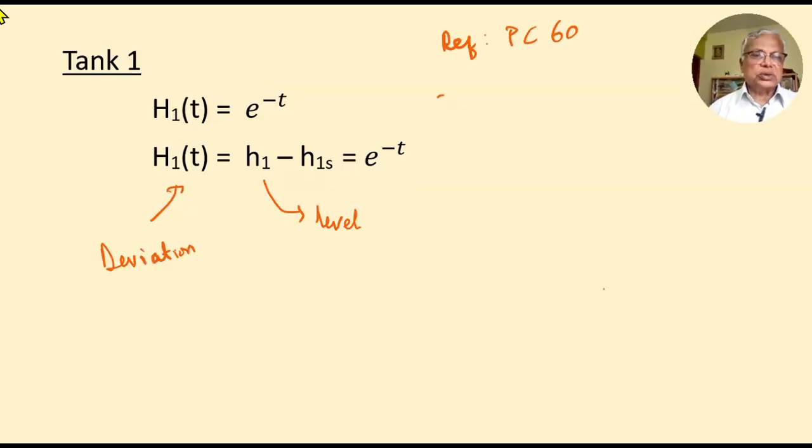Now this H1(t) represents the deviation in level. H1 is the actual level of the tank. What is H1s? H1s is the initial steady state value. But after you give an impulse input, as in this case, what will be the ultimate steady state level when the disturbances die out? That will also be equal to H1s. So H1s will also be equal to the ultimate steady state level.